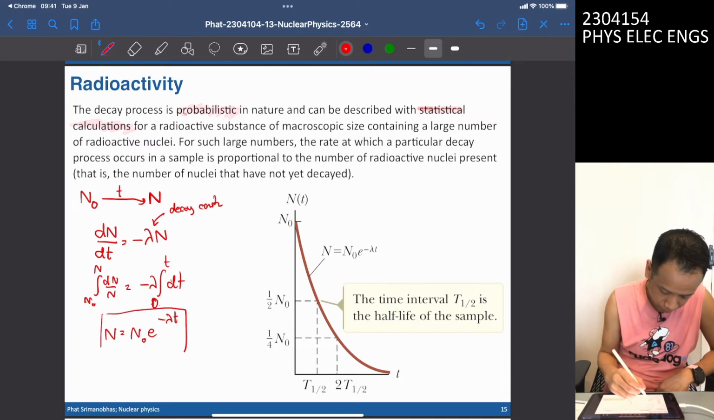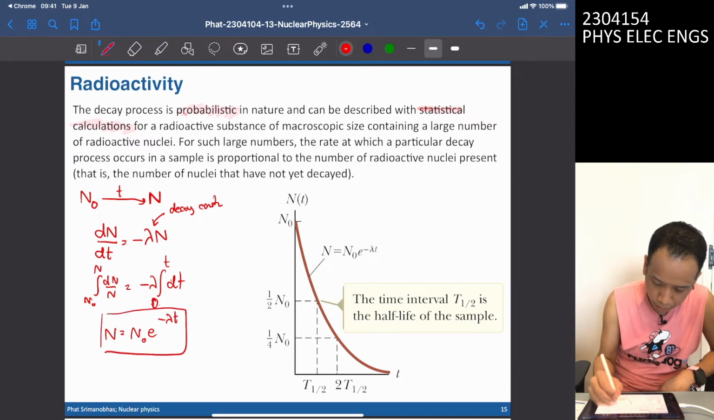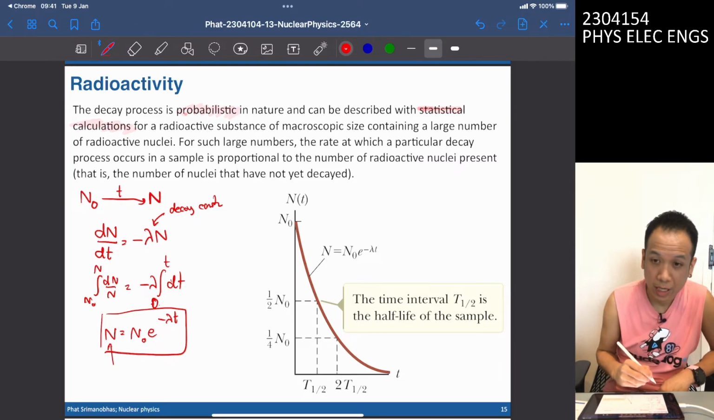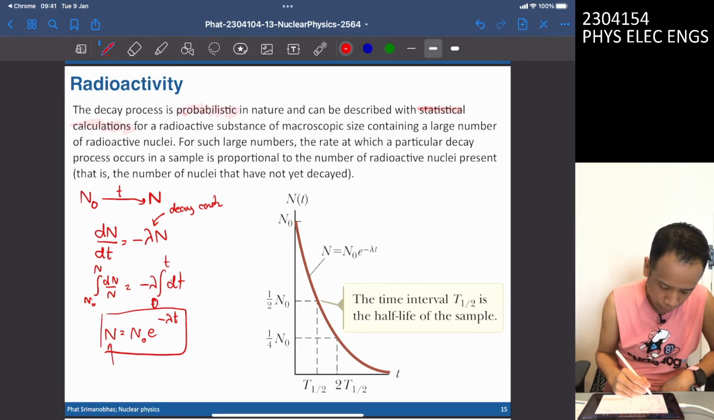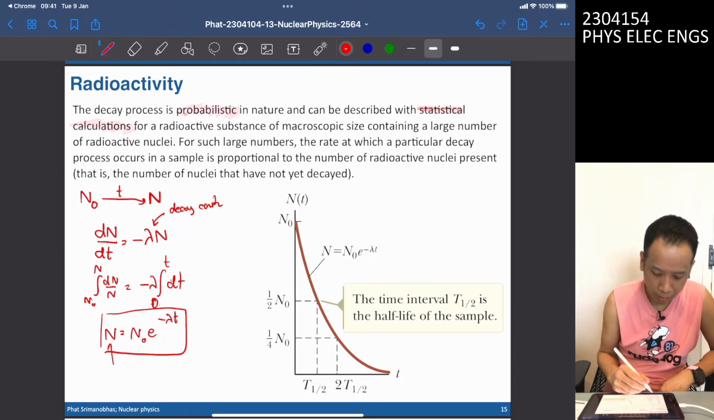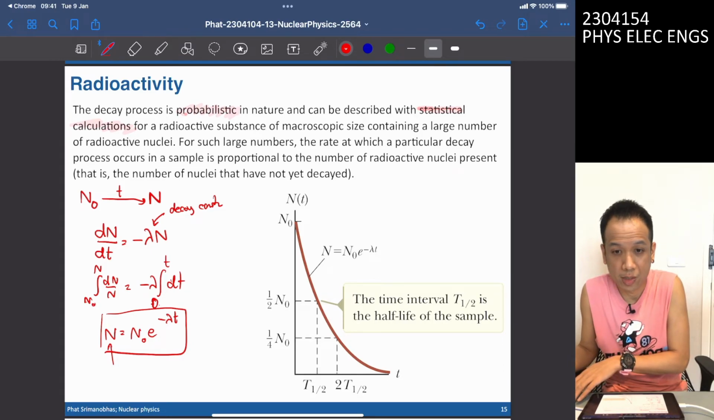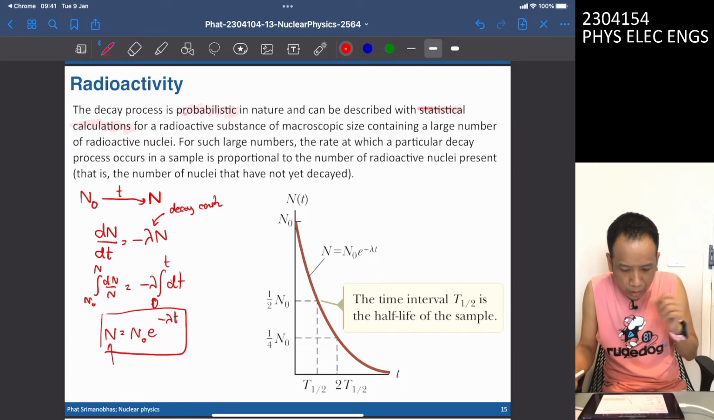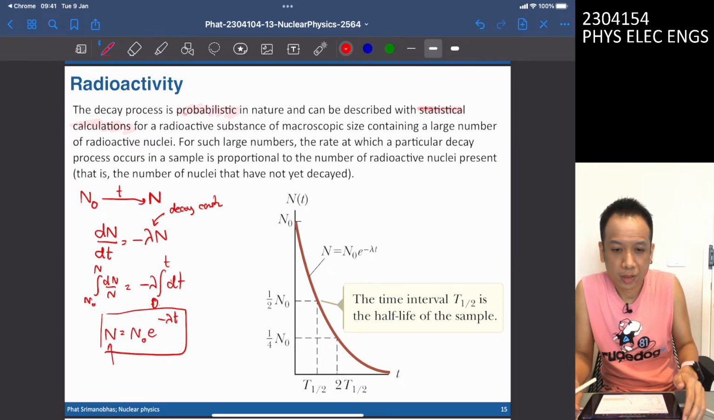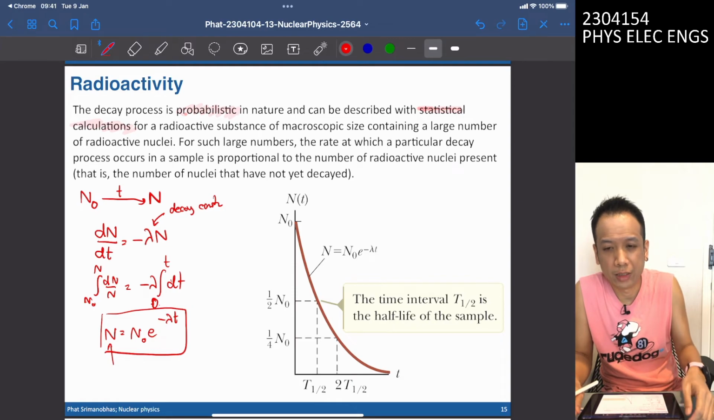So if you would like to find the number of nuclei after time t, you can use the initial amount of radioactive nuclei times e to the power of minus lambda t, where lambda is the decay constant. Since this class we will not have a tutorial class for that, there are exercises on the survey that you should practice by yourself.